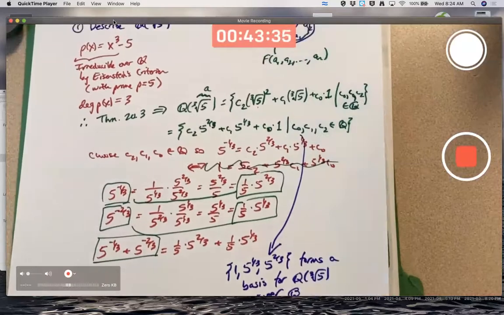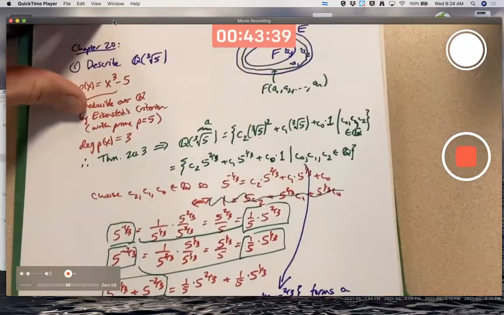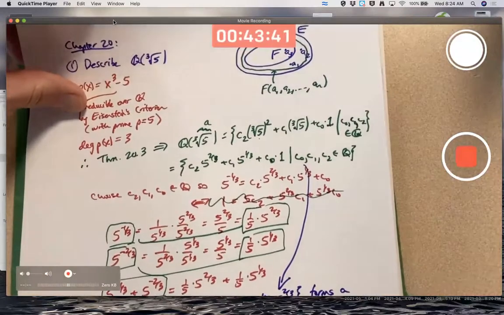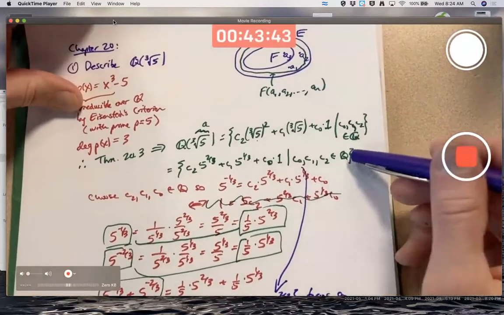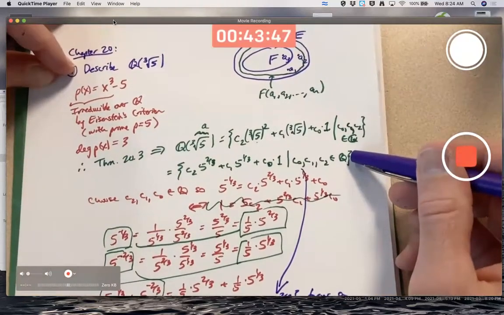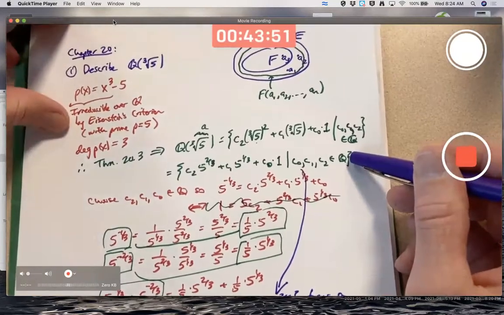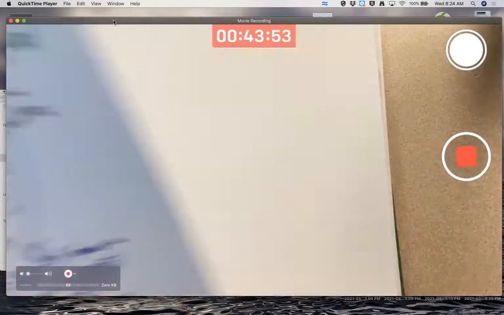All right, that's the first problem essentially. We've done a pretty thorough job with that. The answer is essentially this, by the way. That's essentially the answer to describing, with some reasons. Let's move on to number 2.